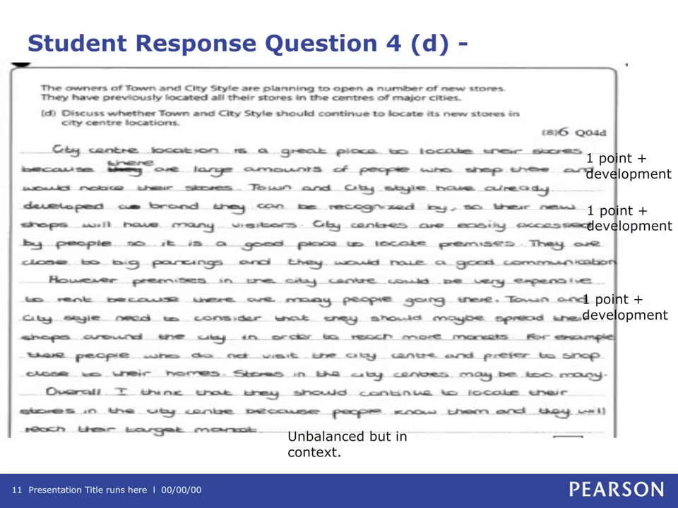Some responses stated a series of benefits of locating in the city centre, or gave a one-sided response that lacked balance. Such responses typically gained 3 or 4 marks. This is an example of a better response, which considered both the benefits and drawbacks of choosing a city centre location for new stores.